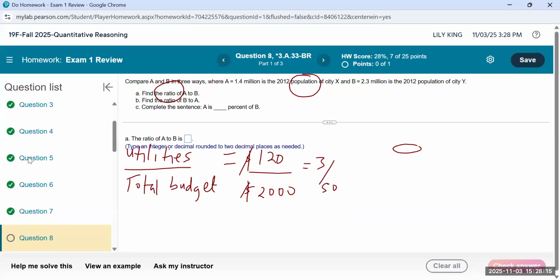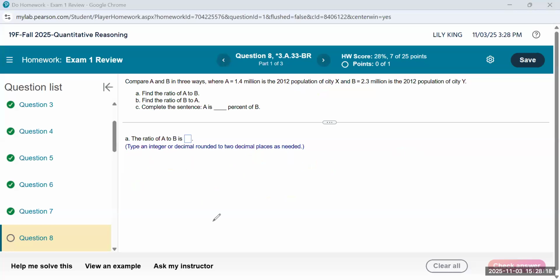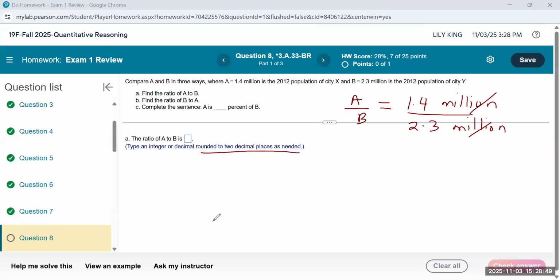All right, still on ratios. Here we have to find the ratio of A to B. Your A is on top, your B is at the bottom. For A, we have 1.4 million per the question, and for B, we have 2.3 million. So million will cancel out. If you divide 1.4 by 2.3, the question says we have to round it to 2 decimal places. So 2 decimal places gives 0.61.